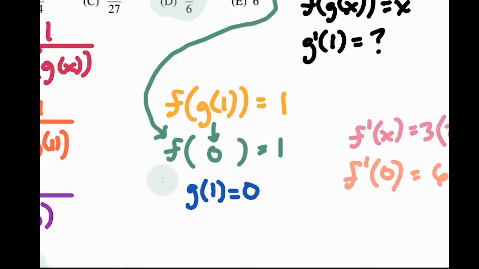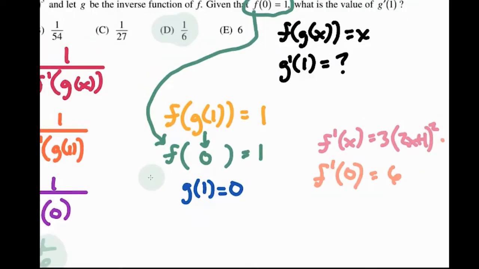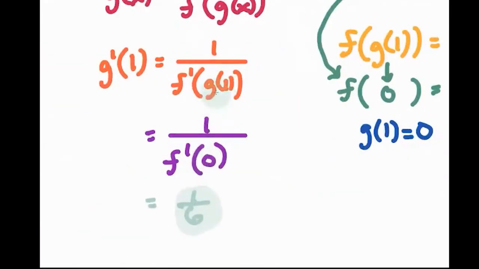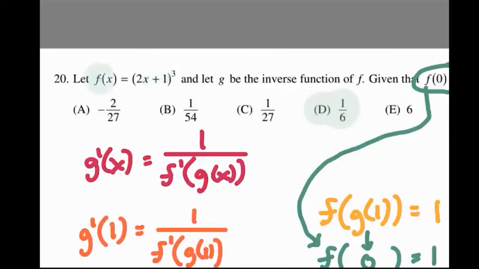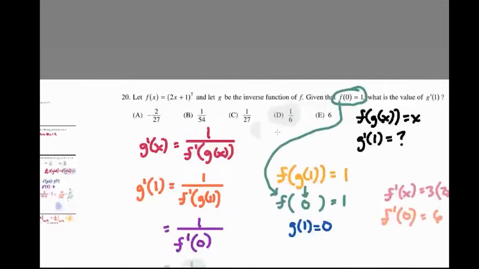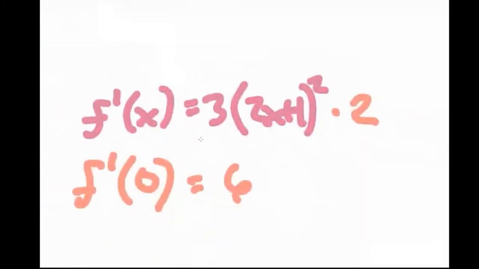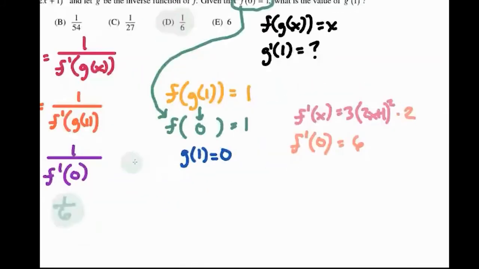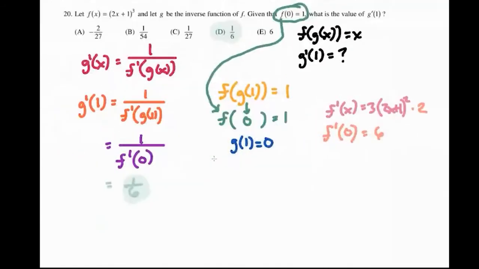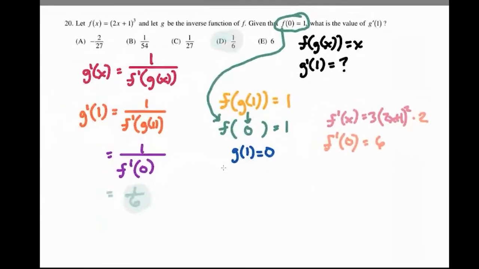Okay, and then once I have g of 1 is 0, then I threw it in here. So this is the same as this right here. Then I needed to find f prime of 0. Well, f is right here, so I did the derivative of it over here, f prime of x. Then I plugged in 0. So 3 times 0 plus 1 is just 1, times 2 is 6. And that's how it's 1 over 6. I hope that makes sense.